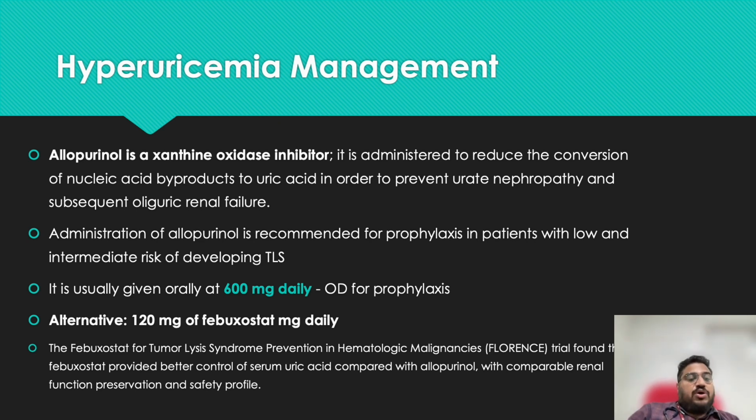But alternatively you can also use febuxostat, which has also been found to be effective. The dose of febuxostat here is very high. General therapy will give 40 mg, but here you need to give 120 milligram of febuxostat. So that is one management of hyperuricemia.